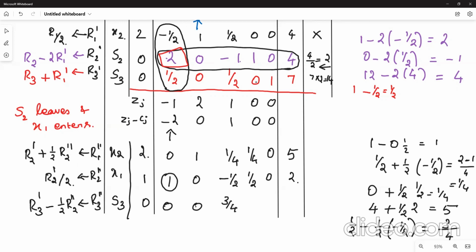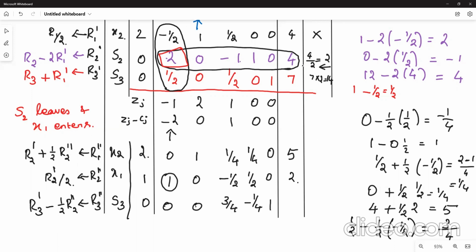Okay, the entry here is 0. Here it is 1 by 2. So the row operation is 0 minus 1 by 2 into 1 by 2, that is minus 1 by 4. There it is 1, here it is 0. So 1 minus 1 by 2 times 0 is 1.